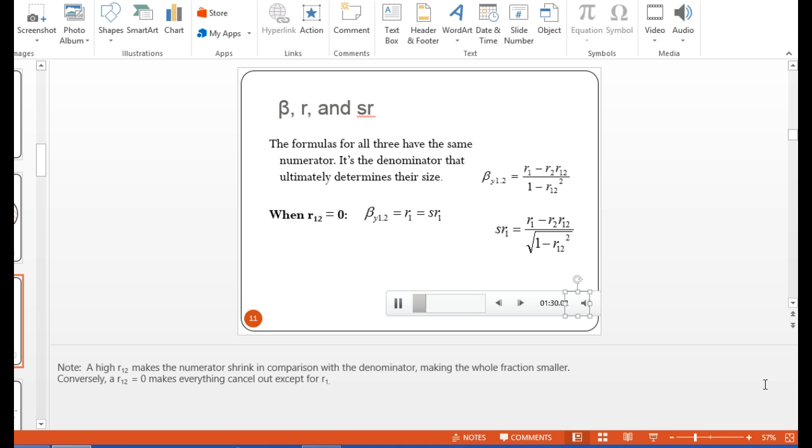So just some notation things. Remember that beta y1.2 just means that that is the beta for predictor 1 when we're controlling for predictor 2. So it's the relationship between our DV and predictor 1 controlling for the presence of predictor 2 in the model. Conversely, if we were looking at the beta for predictor 2, it would be beta and then it would be y2.1, and that would be the relationship between predictor 2 and y controlling for predictor 1. So know that notation.